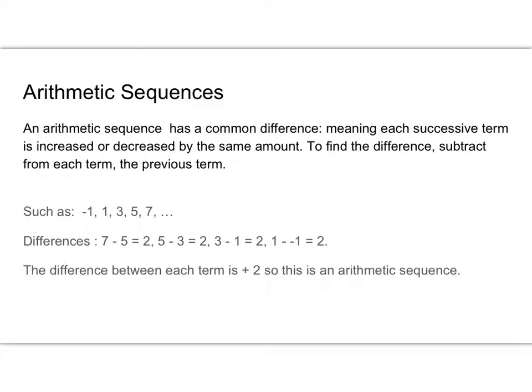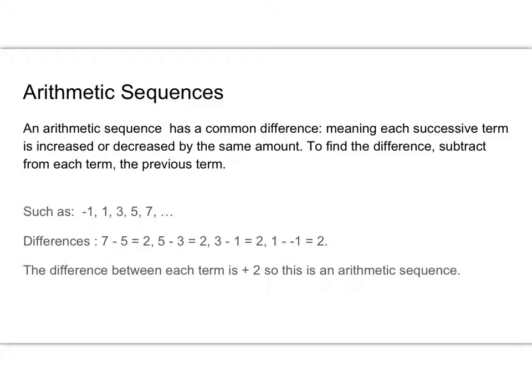An arithmetic sequence has a common difference. That means that each successive term is increased or decreased by the same amount. To find the difference, you subtract each term by the previous term. So, such as if I have the sequence -1, 1, 3, 5, and 7, then I take the difference.